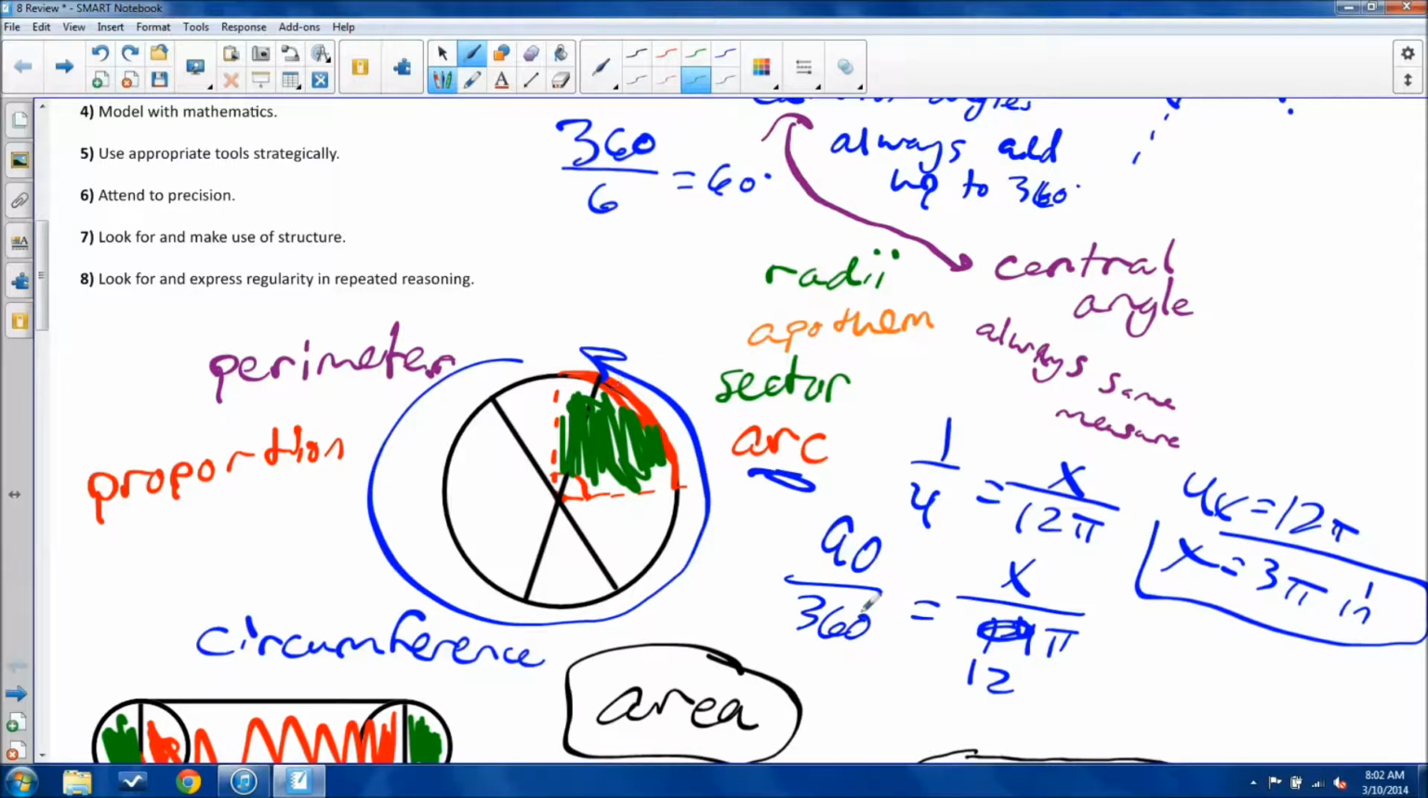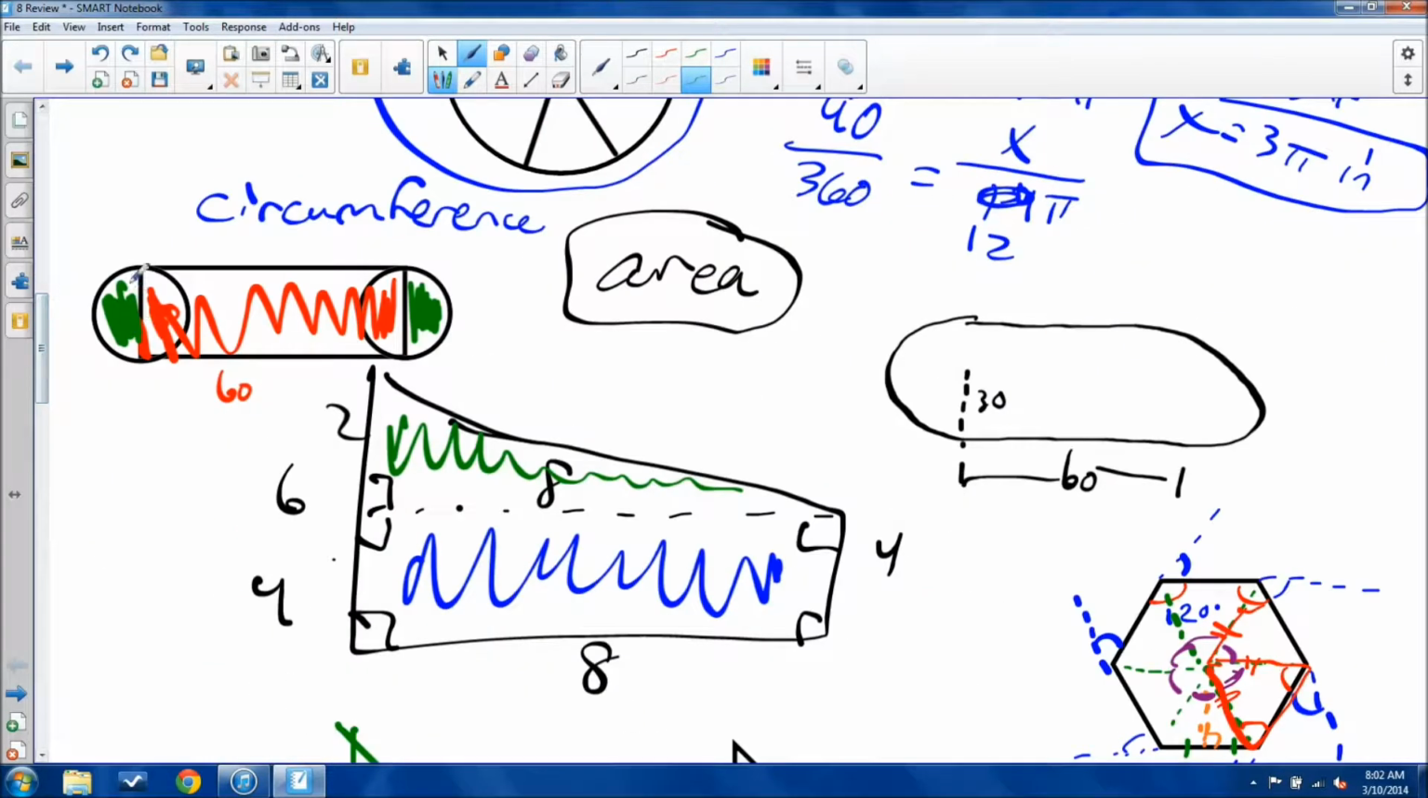You do the same thing. You set up a proportion, and you compare it to the area of the entire thing. So like I said, when I want to find this sector right here, I find the area of the entire circle, and then I divide it in half.